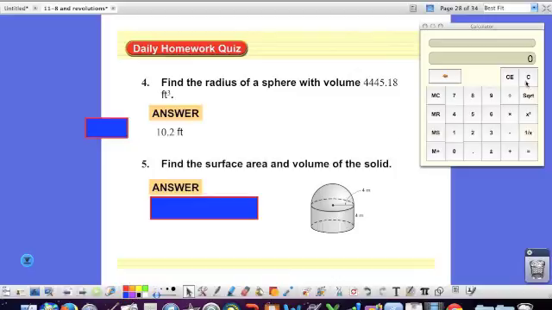And for the last problem here, find the surface area and the volume of the solid. So let's do the surface area first. Oh, surface area of a cylinder. Oh, Mrs. Falk, we haven't done that. That's prior grade information, yes.